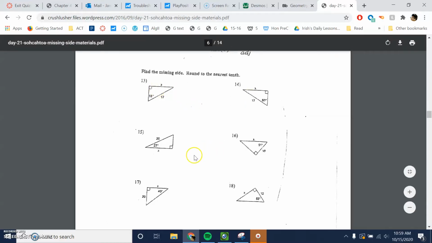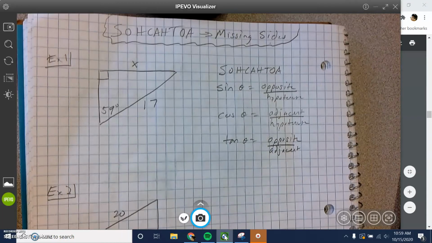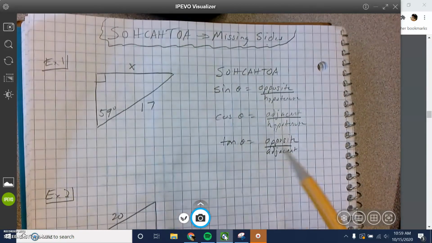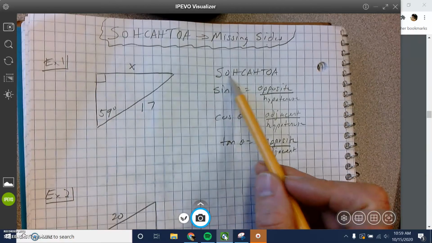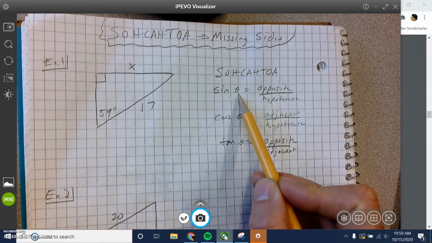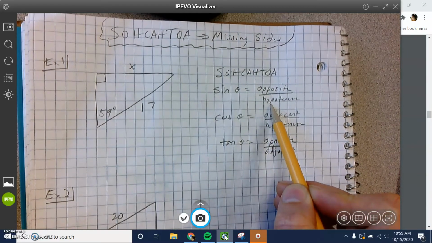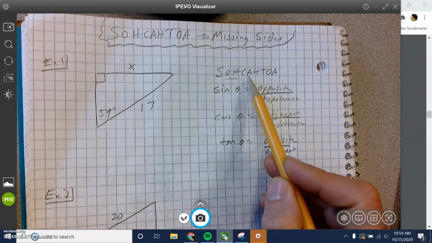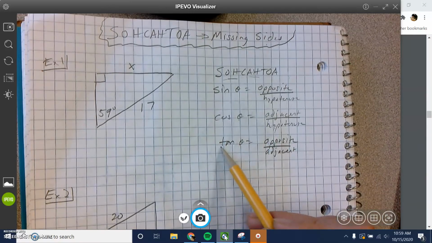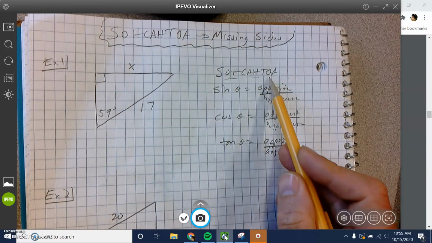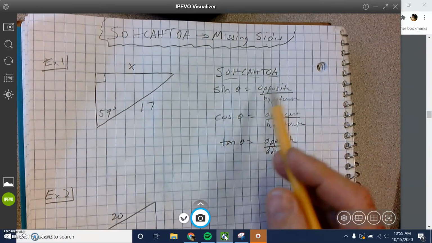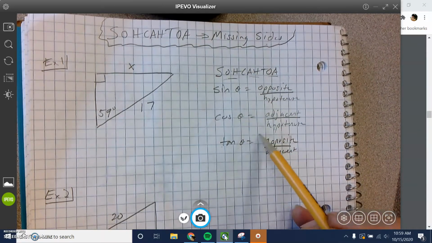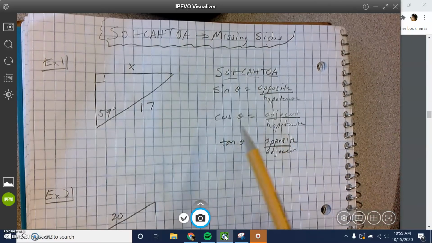So 13, 14, 15. Let's check it out. Boom. Here's what the note should look like. SOHCAHTOA missing sides. Trigonometry is what we're doing. So I always write SOHCAHTOA. Sine of theta is opposite over hypotenuse right here. Cosine of theta is adjacent over hypotenuse right here. And tangent of theta is opposite over adjacent right here. So that's what all of this foundational trigonometry we have is right here.